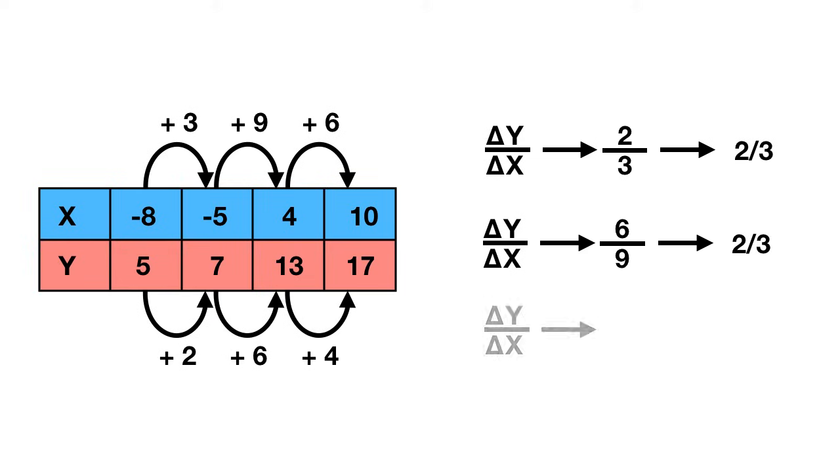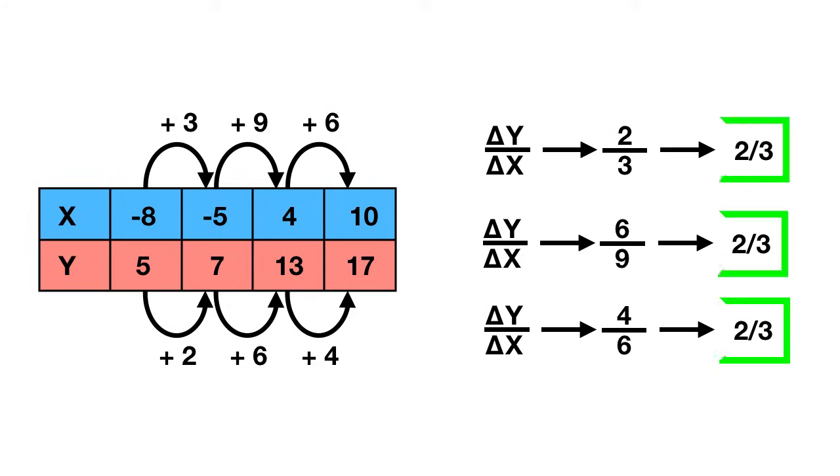Finally, we can look for our last piece. When we move from 13 to 17, we're moving up 4. And then when we move from 4 to 10, our x is increasing by 6. And 4 over 6 can be simplified to what? 4 over 6 is also 2/3. So the slope from this table was 2/3.